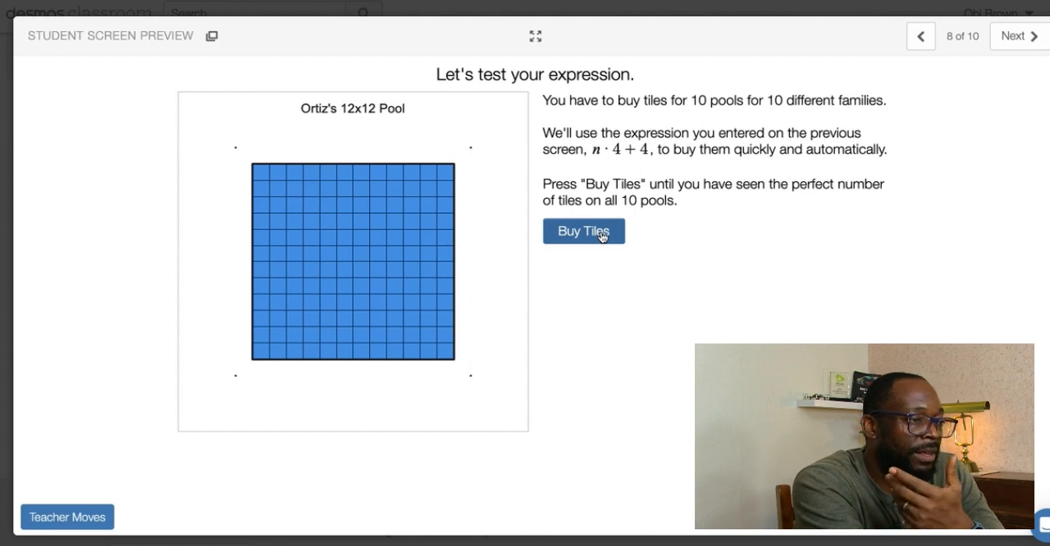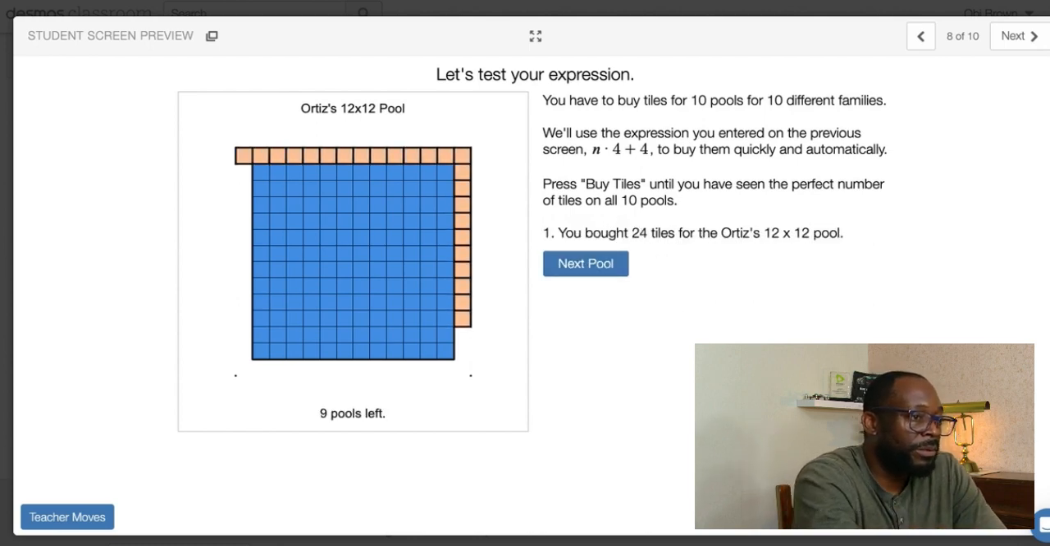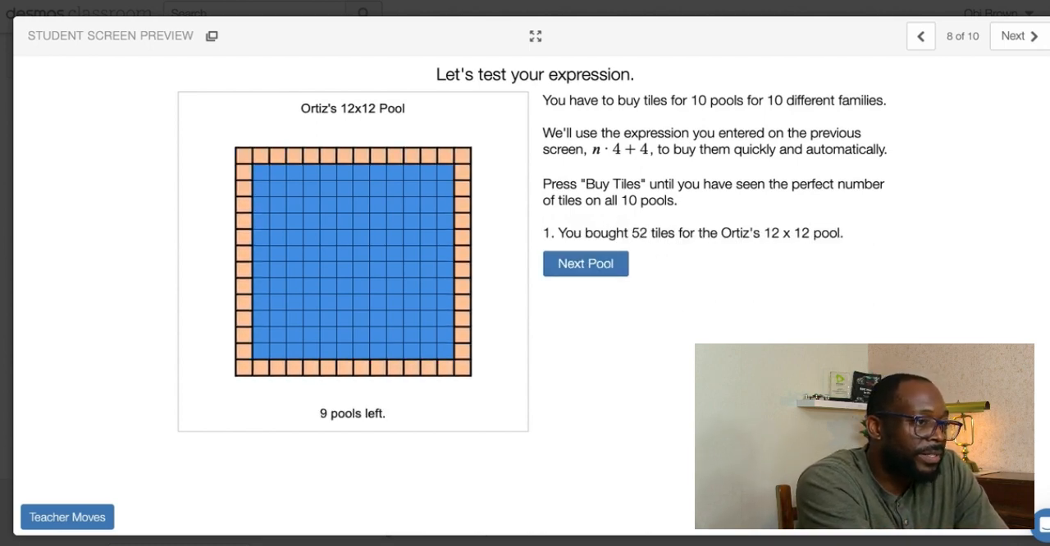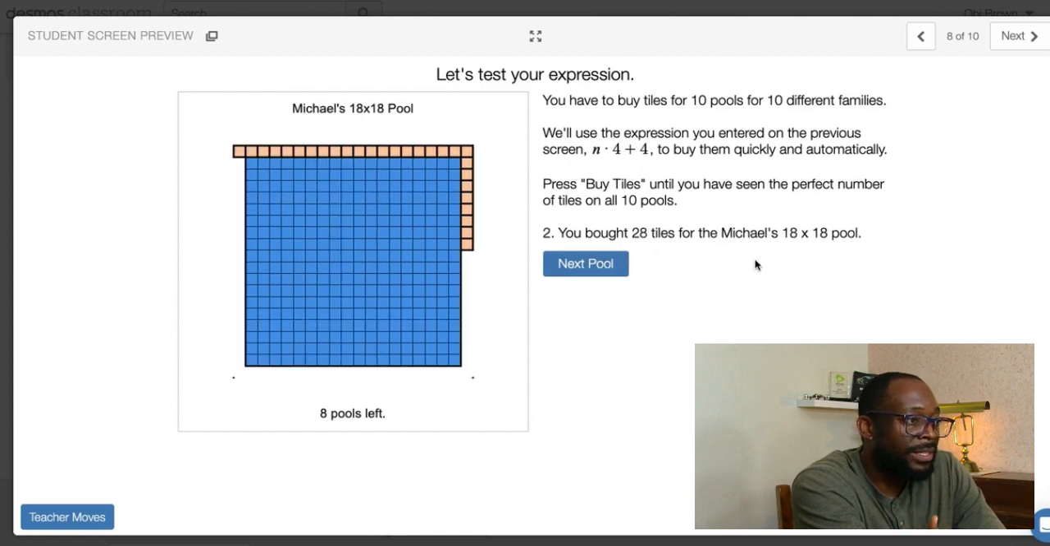So let's see if we can buy some tiles with our rule. The first problem says you have to buy tiles for 10 pools for 10 different families, and the first is a 12 by 12 pool. As you can see, the rule takes the 12 by 12 pool and buys 52 tiles for it, which is correct. And the second takes an 18 by 18 pool and buys 76 tiles for it, which is correct.